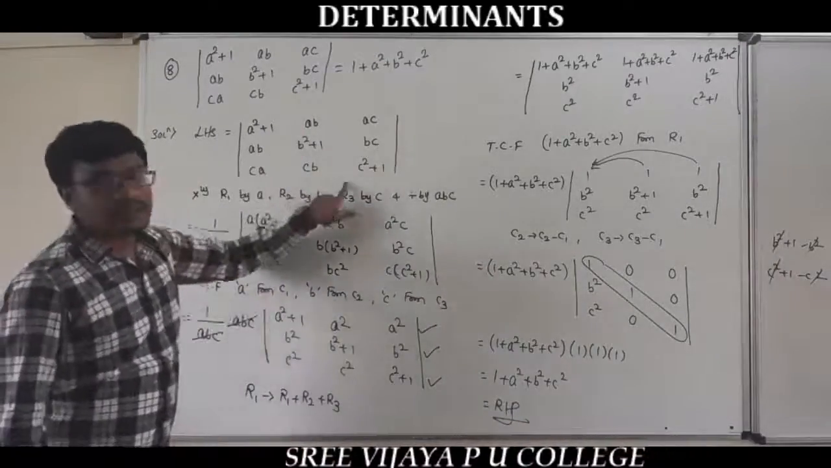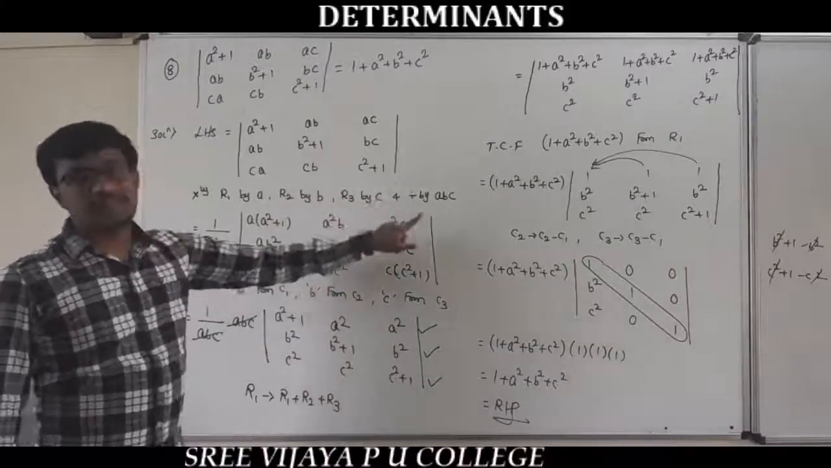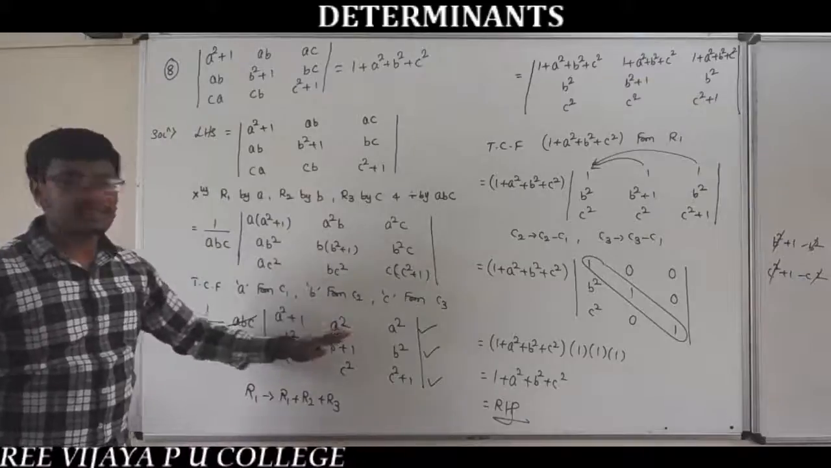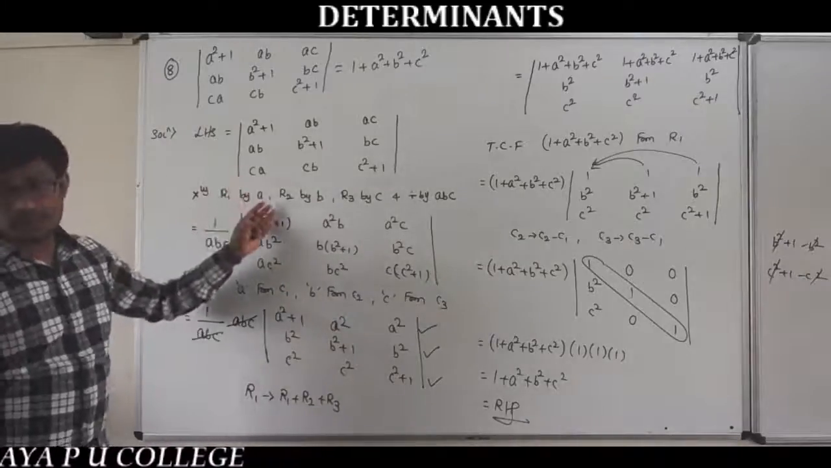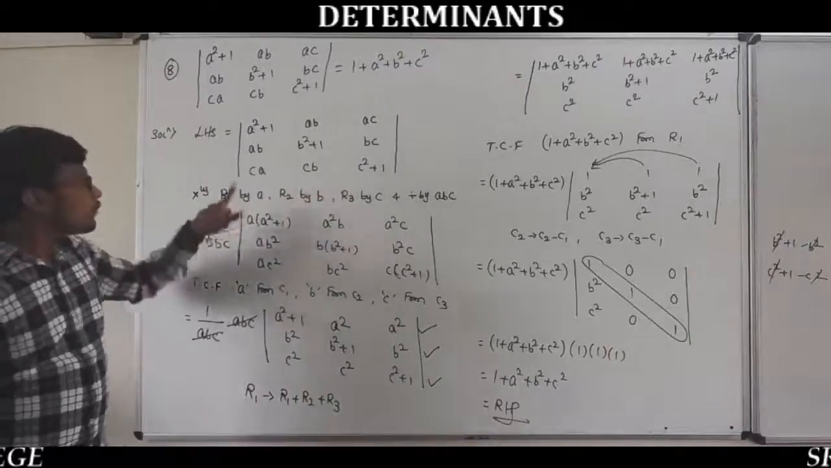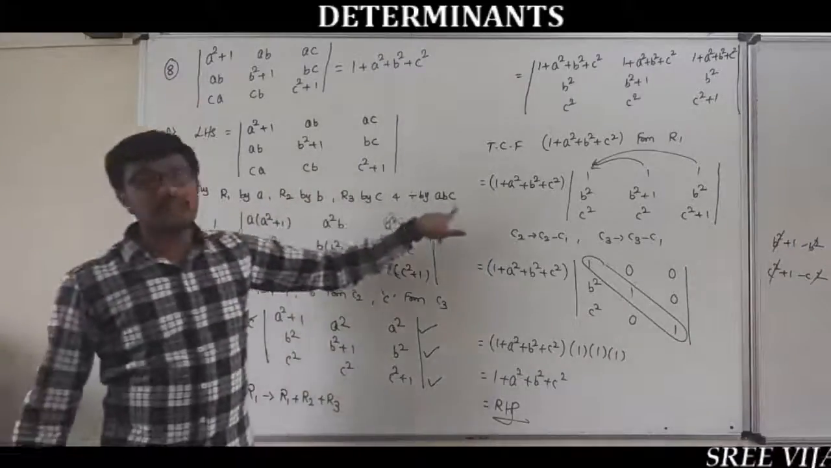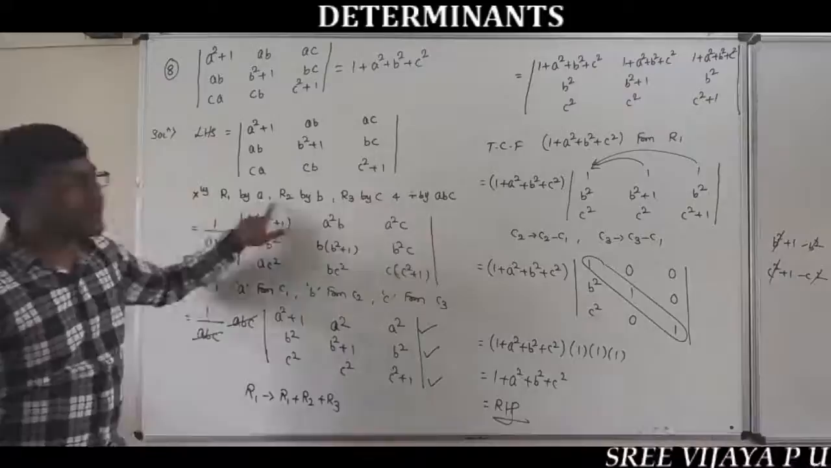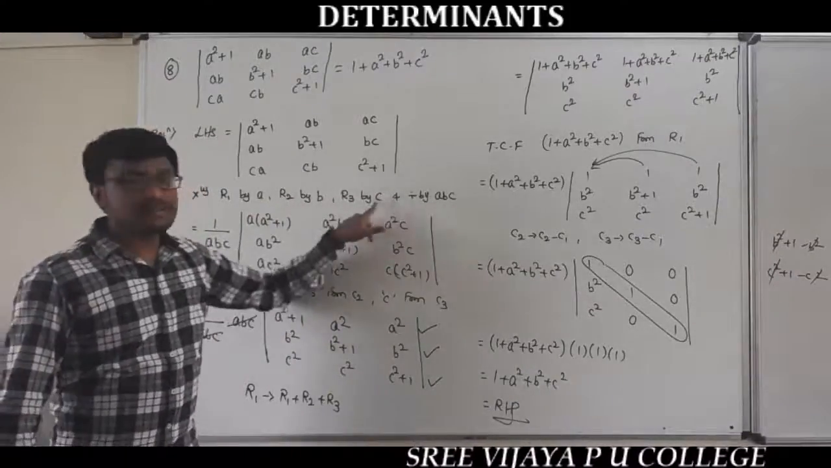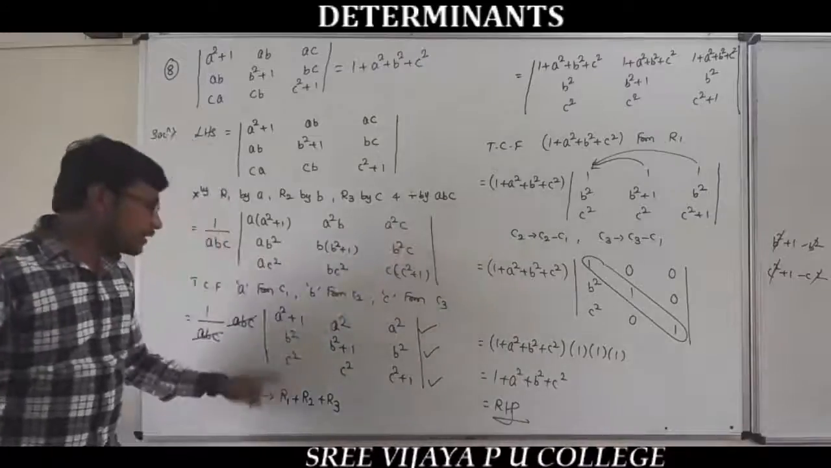Correct? But here at the start, why I multiplied was to make that entire row, entire column in terms of squares. So that's why I took R1 multiplying by A, R2 by B, R3 by C. Once you can multiply, you can divide by that element. You are multiplying R1 by A, so you can divide with A. R2 by B means divide by B. R3 by C means divide by C. If it is common, there is no problem.